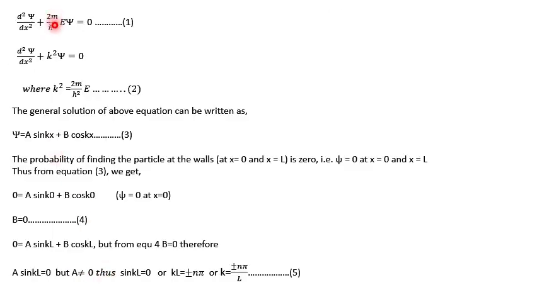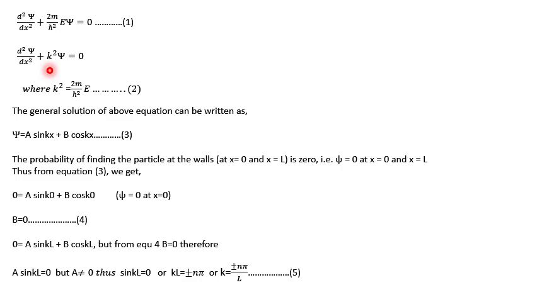Now we replace 2mE by h cut squared with k squared. Why are we doing it? Because if we calculate k squared with the help of 2 pi by lambda, and lambda equals h by p, then we get 2mE by h cut squared. Therefore we substitute 2mE by h cut squared equal to k squared.